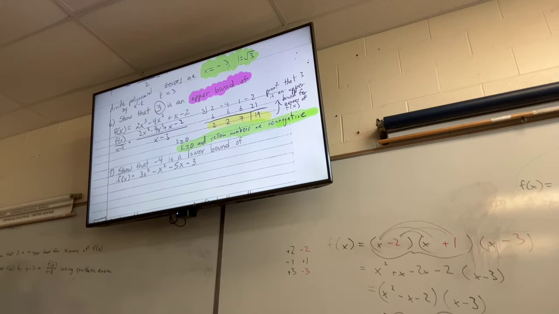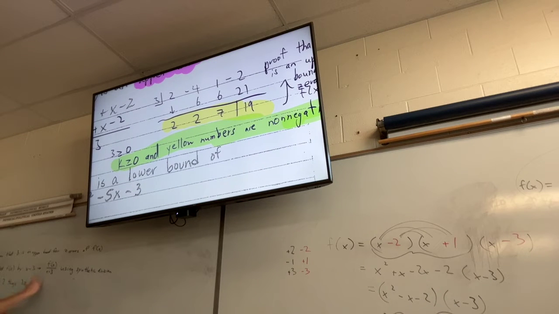And then we noted 2 things. Three is greater than or equal to 0, and these yellow numbers here, the bottom line of synthetic division, the bottom numbers of synthetic division, are all non-negative.